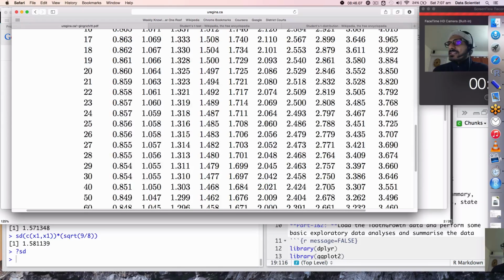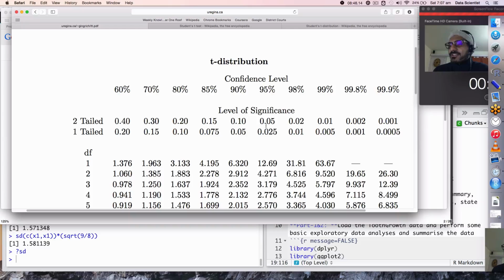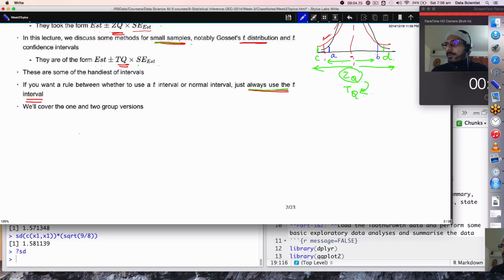So there's a t distribution table which is available, which, before people had software like R, they still used to work on statistics. They had these tables, and they used to plug in the values from these tables. All right, so this is what it is about the t distribution.